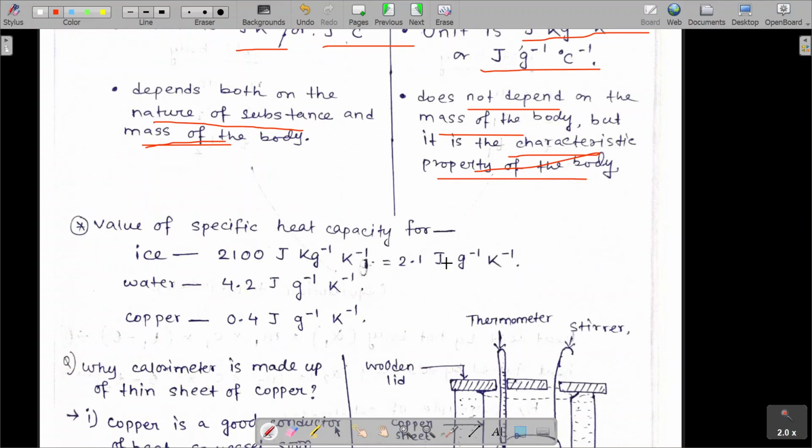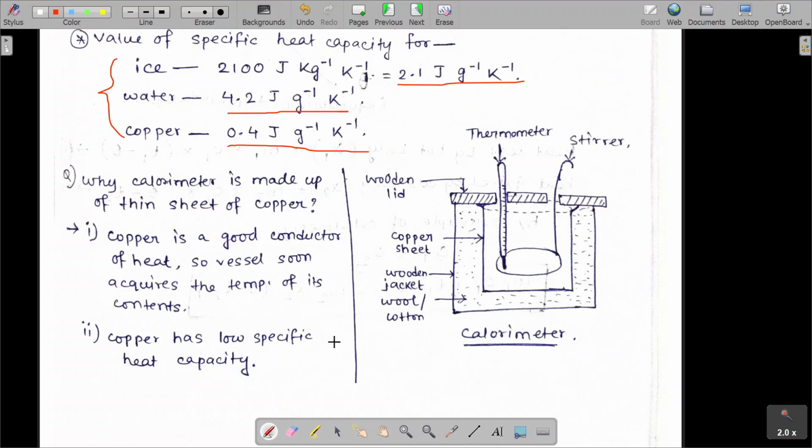These are the values of some specific heat capacities you need to memorize. For ice, it is 2.1 joule per gram per Kelvin. For water, it is 4.2 joule per gram per Kelvin. And for copper, it is 0.4 joule per gram per Kelvin.